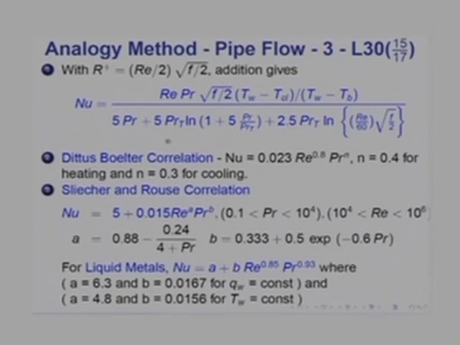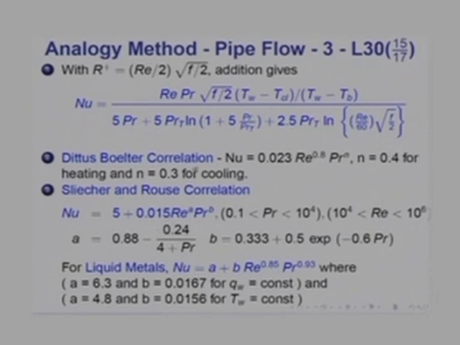Now, of course, you have been using quite routinely the Dittus-Boelter correlation, very simple: Nu equal to 0.023 Re raised to 0.8 and Prandtl raised to n, where n is equal to 0.4 for the heating case and n equal to 0.3 for the cooling case. In chemical engineering literature, most often the correlation due to Sieder and Tate is used, and it says Nusselt number is equal to 5 plus 0.015 Reynolds raised to A and Prandtl raised to B, and this is valid for Prandtl number 0.1 to 10,000 and Reynolds number from 10,000 to a million, and A is made a function of Prandtl number and B is made again a function of Prandtl number. So, these are some of the experimental correlations which are routinely used.